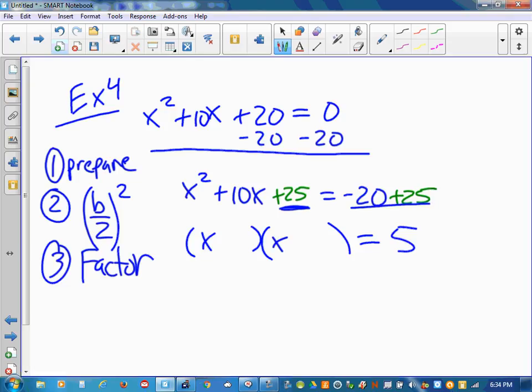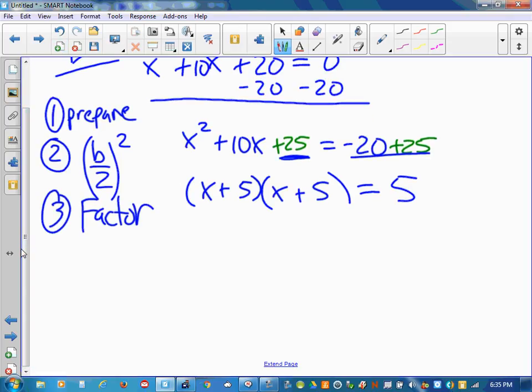And now I'm doing the factoring part. Well, I just kind of factored this like the last couple examples. So 25 with the 10x with the x squared is a perfect square. And I made it be a perfect square because I added 25 in there. So 5 and 5 and plus and plus. As everything's plus, it gets a plus. Okay, rewrite. X plus 5 quantity squared is equal to 5. There's lots of 5's in this. Okay, and then step 4 is to solve.